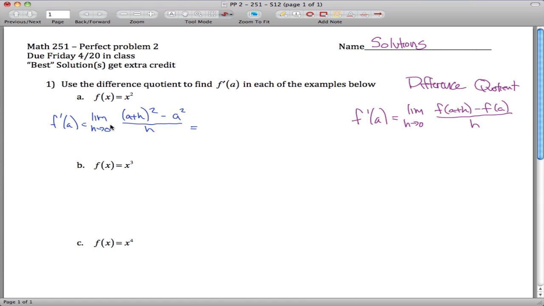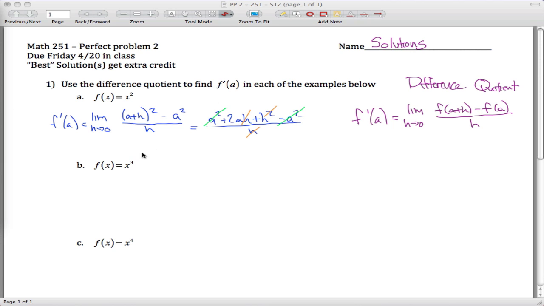If you expand this all out, you get a squared plus 2ah plus h squared. So this expands to these first three terms, and then we subtract a squared, and it's divided by h. What will happen consistently down here is that this a squared and this a squared cancel out. Then every term in the numerator has an h in it, so we can factor out an h from every term in the numerator and cancel it with this h. So this h cancels out, and one of these two h's cancel out.